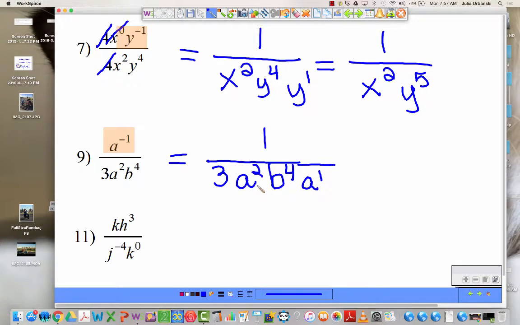Okay, so that's what I do to help alleviate confusion. You move all the negatives first. Then you just simplify what you can. 1 and 3 are already reduced. A to the 3rd. A to the 1 and a to the 2, they become a to the 3rd. B to the 4th. Okay. On your own, try number 11.